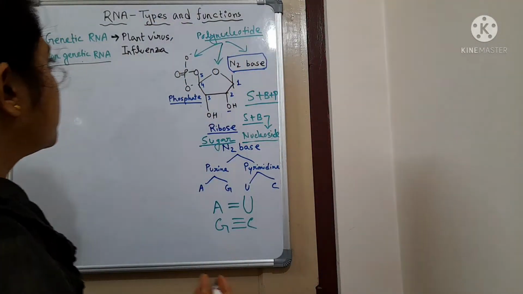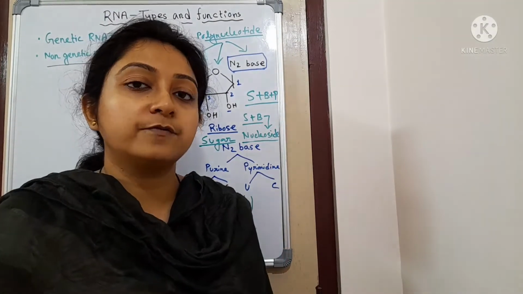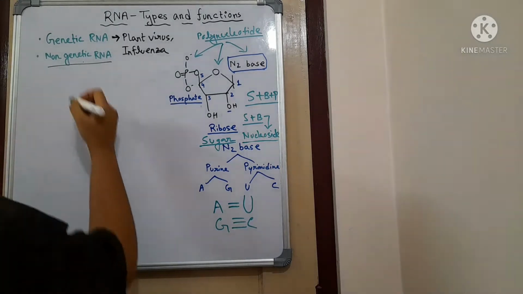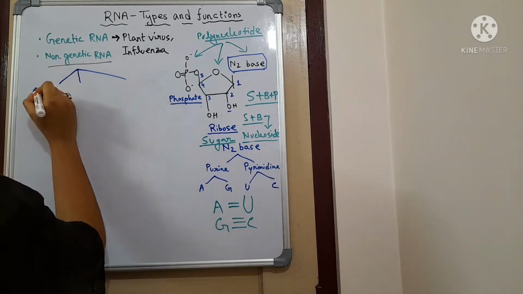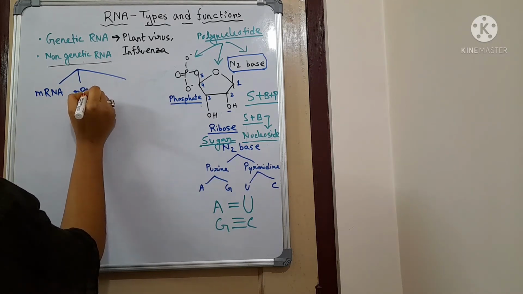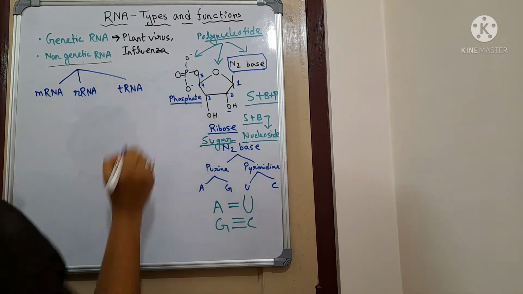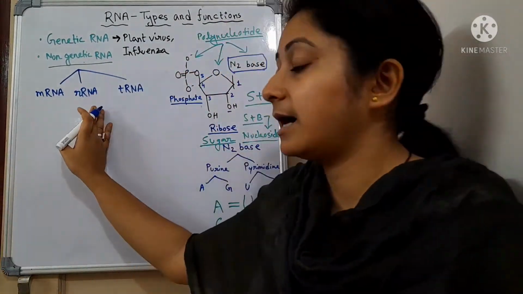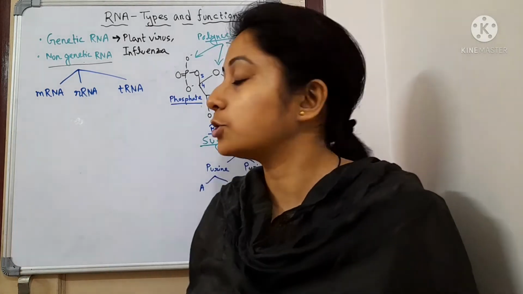There are basically three main types of non-genetic RNA found in eukaryotic cells. What are those? Let us now see that. There are mainly three types of non-genetic RNA: mRNA, rRNA, and tRNA. These are the three main types of non-genetic RNA found in eukaryotic cells, and they are present in prokaryotic cells also.